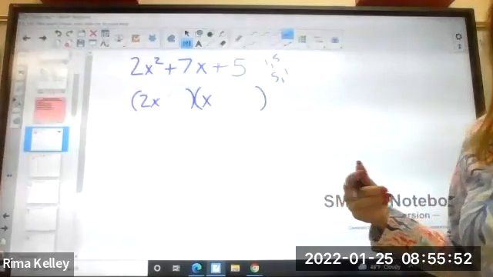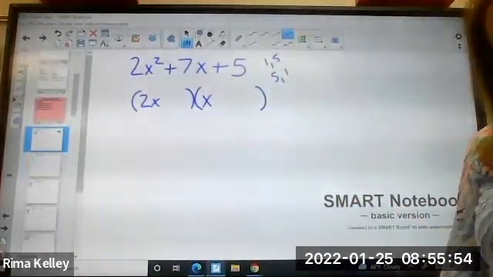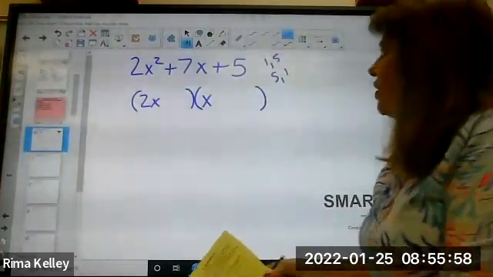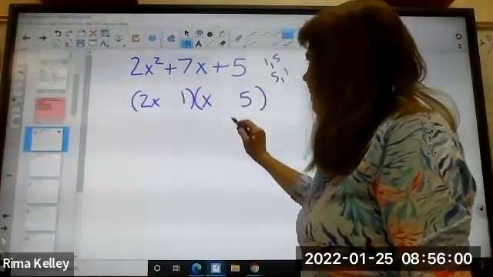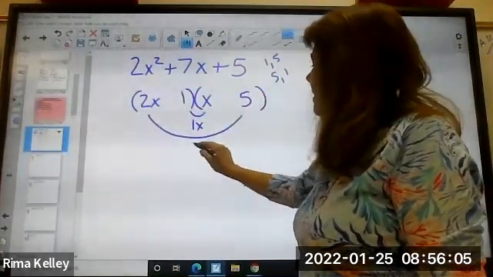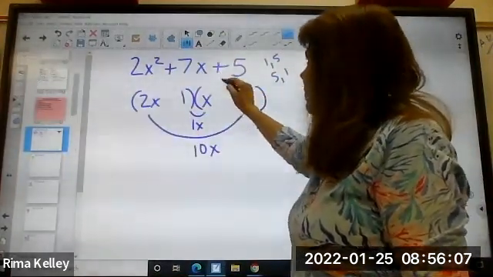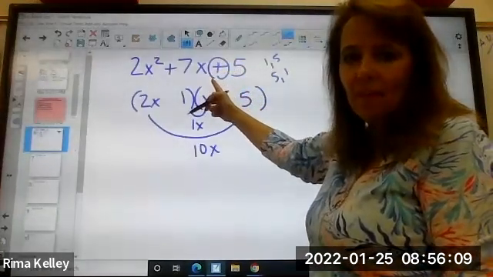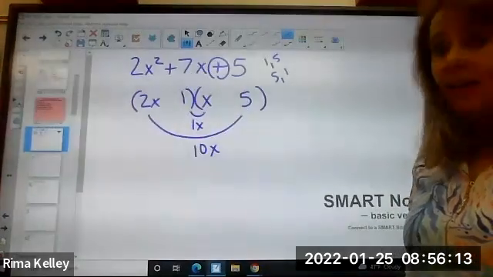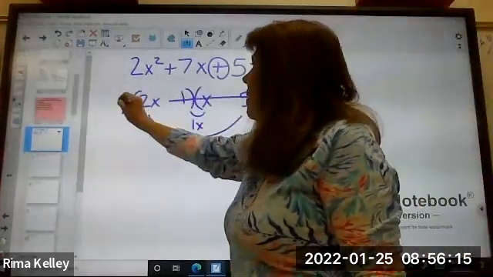So you can just try them. Eventually you'll get really good at it and be able to get them quicker, but right now you would just try. So you put in 1 and 5. Insides give you 1x and outsides give you 10x, and this sign tells you you're adding them. So is 1x plus 10x really 7x? It is not, so it can't be that one.